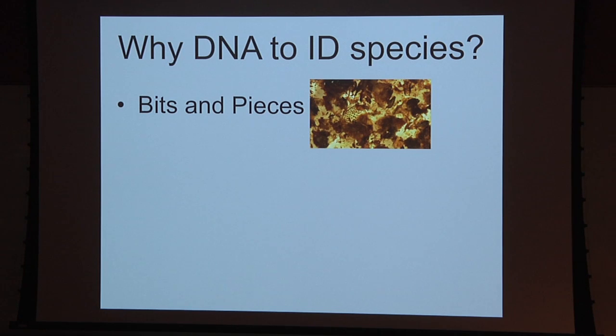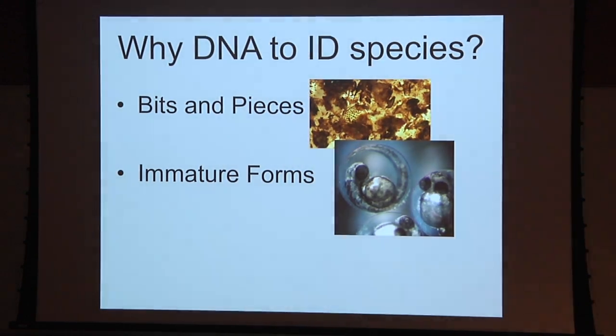and you can figure out what the bats really are eating. Second, lots of things are immature forms that we'd like to identify. These are zebrafish larvae, but they look a lot like all other kinds of fish larvae. So when things are eggs or when they're seeds, that's often when we'd like to identify them, and you just can't do it by morphology.